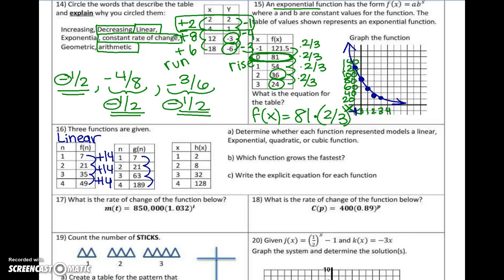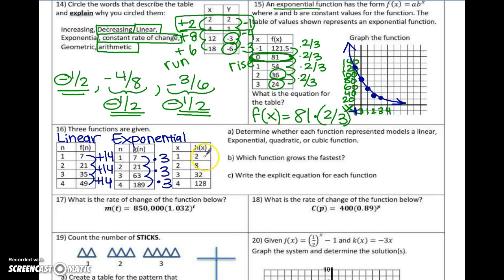So we're finishing number 16: 7 to 21, 21 to 63. So it's not the same as adding 14 every time because the numbers are different. So if we times by 3, that will work until we get to 63. If I times that by 3, I do get 189. So on this one, it is times 3 every time, and it works throughout the whole thing. So this is exponential.